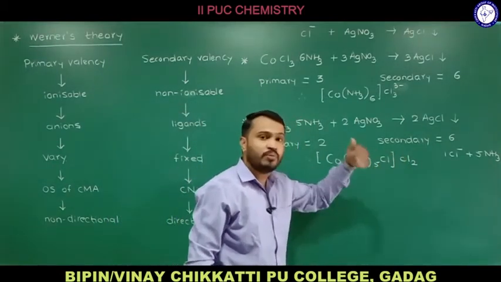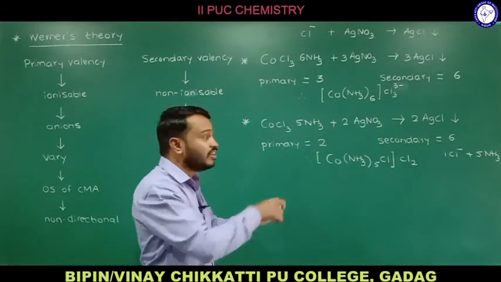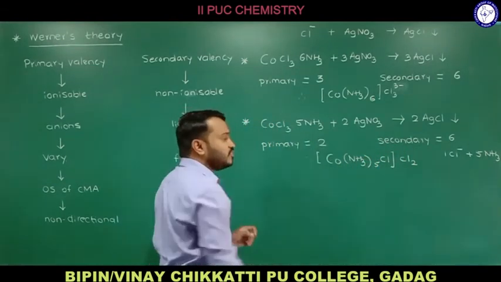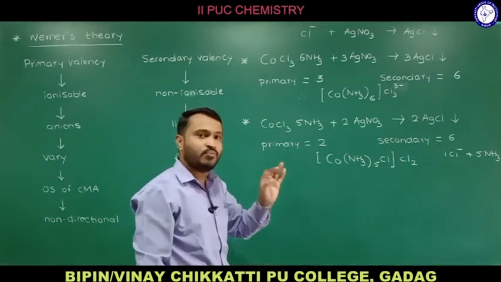Cl means the charge will be 2 minus, 2 Cl minus we have. The primary valency has to be balanced with the anions. Therefore, the primary valency we have to balance. This is how we can verify the primary and the secondary valency what we have written.